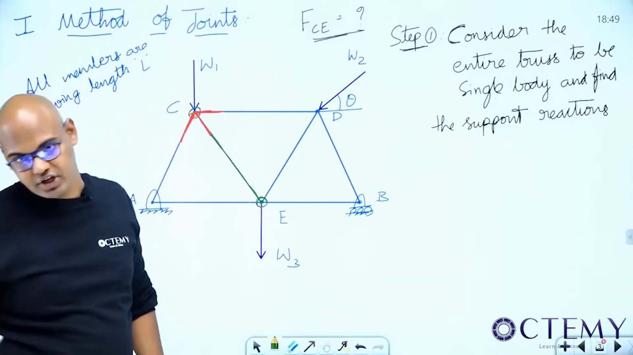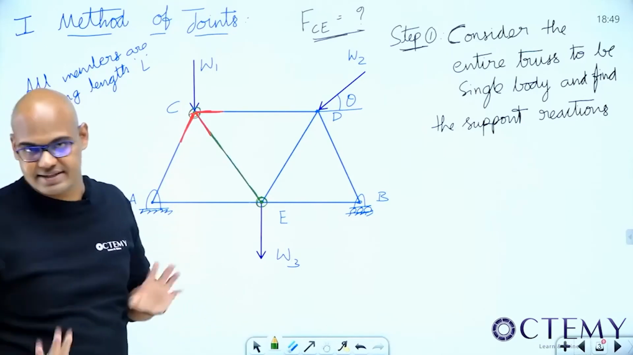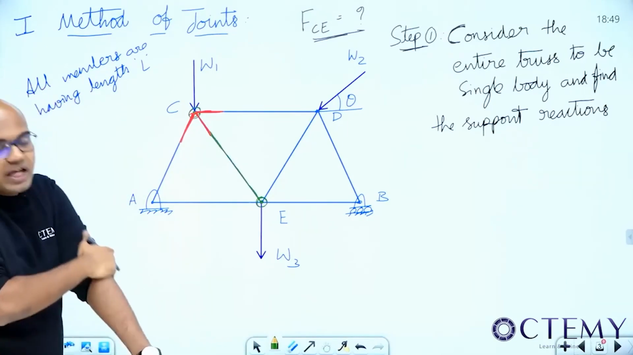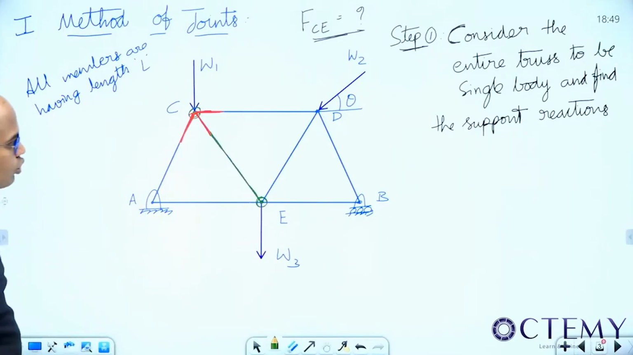Otherwise, I will prefer the method of sections. But still, with the method of joints also, you can solve the problem. How to solve it? Listen. Sometimes it is convenient, even though there are more than 3 unknowns, to go with the method of joints. So what to do? Listen.